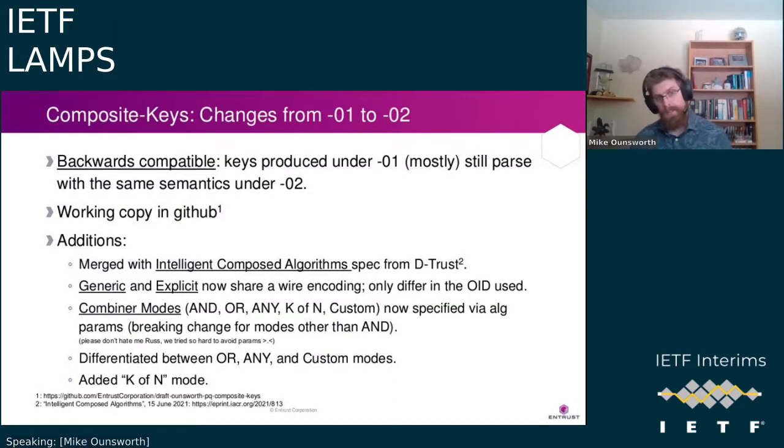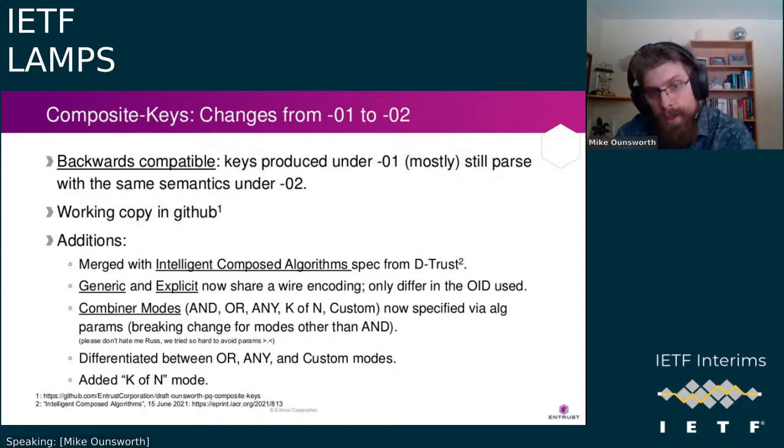So Keys changes from 01 to 02. We tried to keep this backwards compatible. I know there are some vendors, Entrust included, who are starting to have commercial offerings that include composite. And so we've tried to keep it backwards compatible, so that keys produced under the 01 draft will still parse with the same semantics under the 02 draft. Working copies are in GitHub, I put the link below. Feedback is absolutely welcome. So here are the big changes.